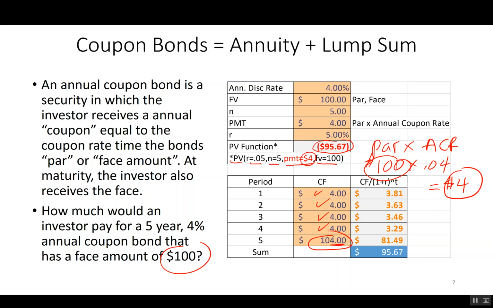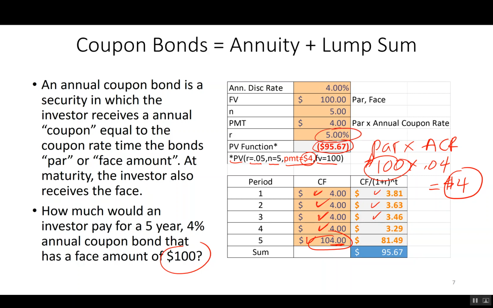$95.67. Or we can use the spreadsheet we used last time, and instead of putting 100 for all the cash flows, we'll go ahead and put the 4, 4, 4, 4, and then par plus interest payment, 104. That gives me the present value of each cash flow by taking the cash flow over 1 plus that discount rate. In this case, I'm sorry, the discount rate was 5%.